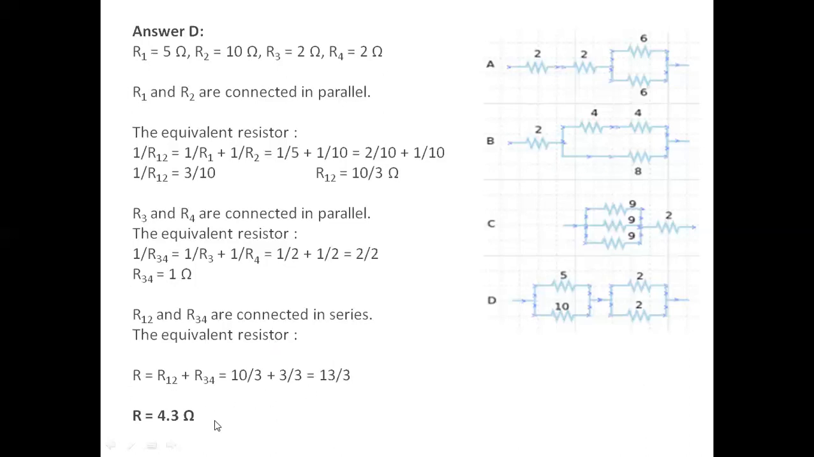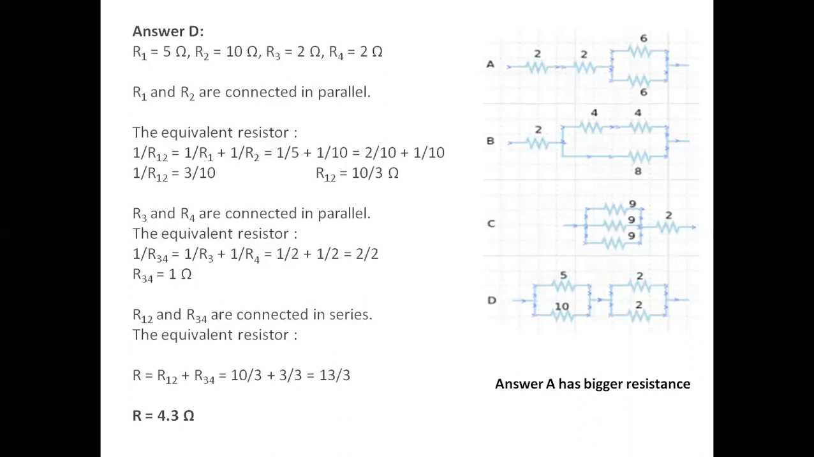Now we got all the values, right? Circuit A resistance, circuit B resistance, circuit C resistance and circuit D resistance. So this one is 7 ohms, and this is 6 ohms, and then 5 ohms, right? And this is 4.3. So which one is having bigger resistance? Circuit A is having bigger resistance. Okay, that is this. So that is the answer, answer A. That means circuit A is having bigger resistance.